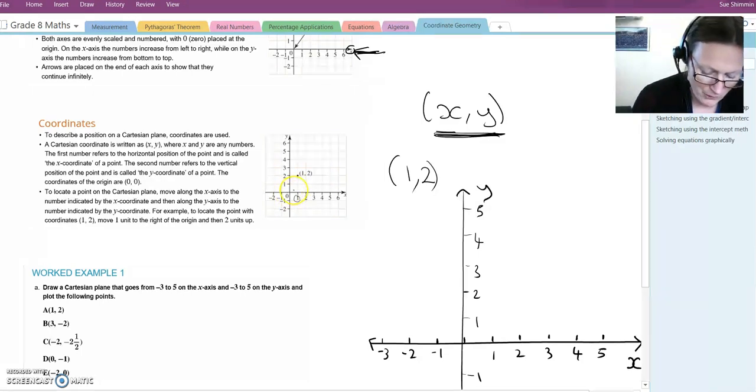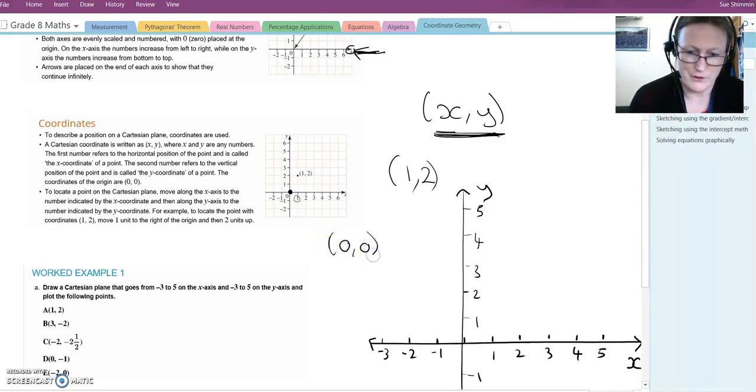The coordinate point of our origin, so our origin being here, the x value is 0 and the y value is 0. So that's the coordinate point of our origin.